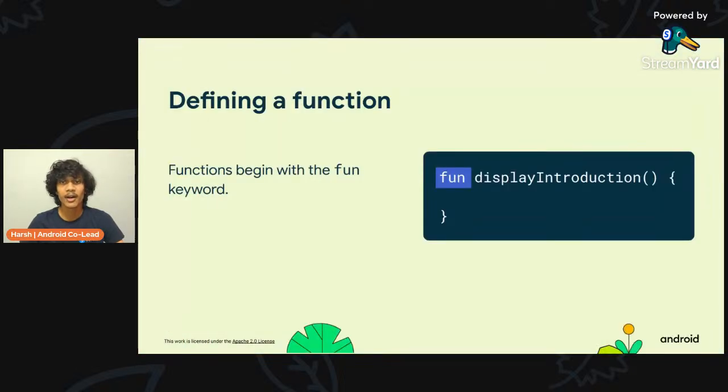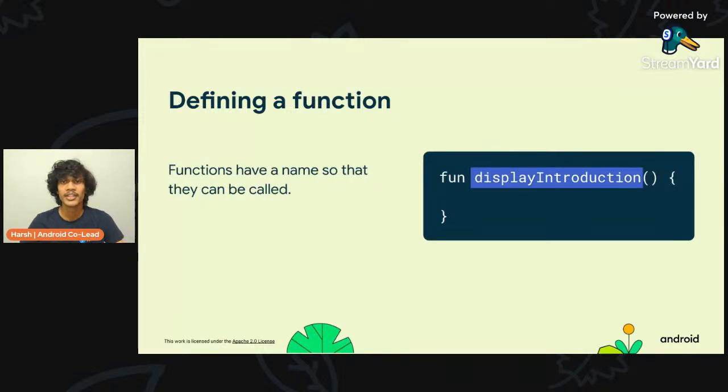We will demonstrate how to define a function with a function called display introduction that we will use to print our name and age. A function definition starts with the fun keyword. A keyword is a reserved word that has a special meaning in Kotlin. In this case, the fun keyword tells Kotlin that you are going to make a function.